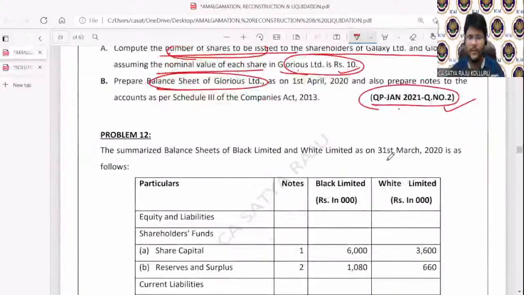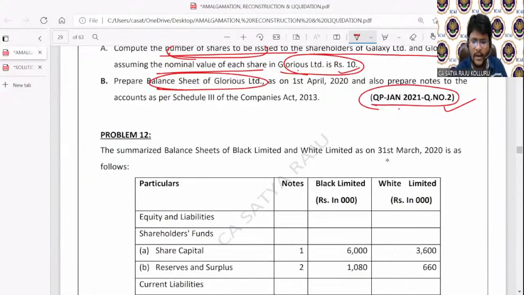Concentrate, guys, all of you. The problem is a little bit different. It is not pure amalgamation, but a combination of amalgamation and how to prepare the financials at another date. After seeing the problem, you can understand things. So first, let us have a look.